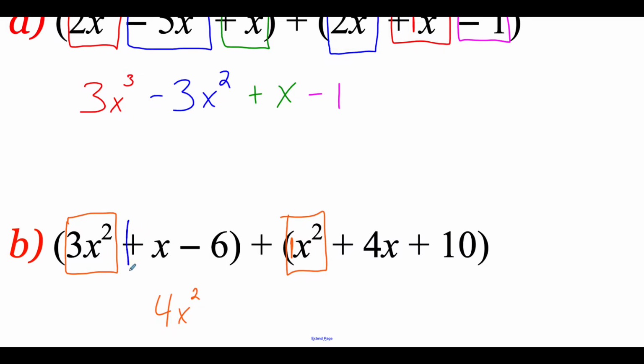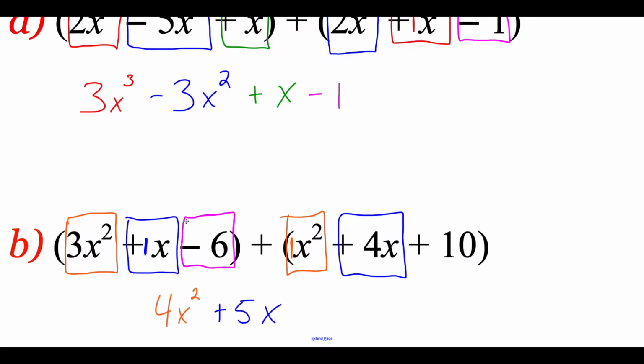Then I look, I have this plus x, and in my second polynomial, I have a plus 4x. Well, this first x technically has a 1 in front of it, so 1x plus 4 more x's is going to be plus 5x. And then if we check, we do have a couple of constant terms. I have a minus 6 or a negative 6 and a plus 10. If we add those together, negative 6 plus 10 is going to give me plus 4. So we add up the like terms, and we got 4x squared plus 5x plus 4 as our answer.